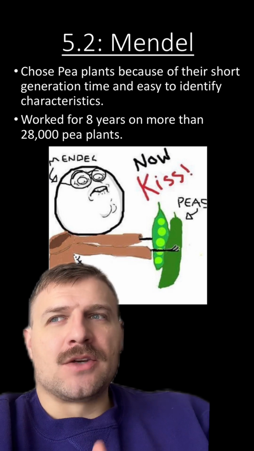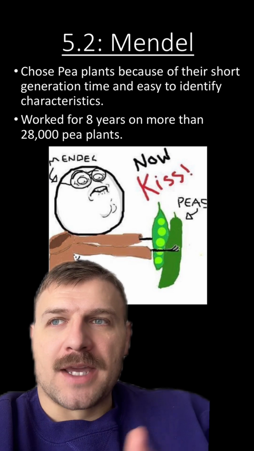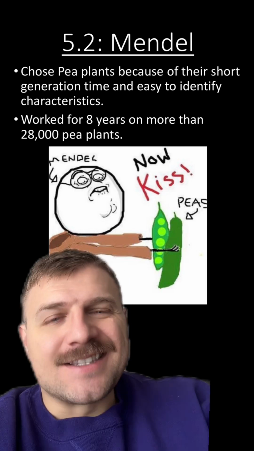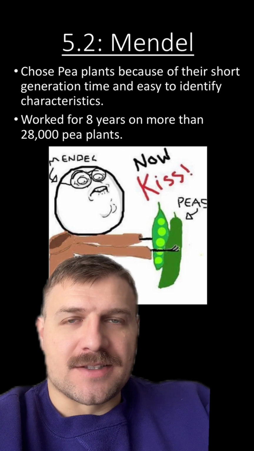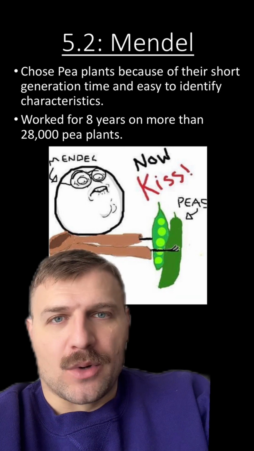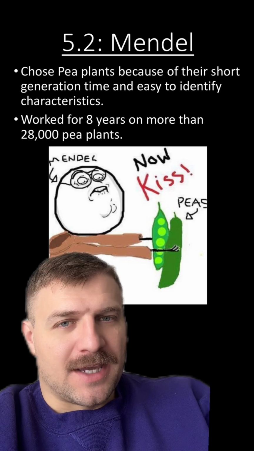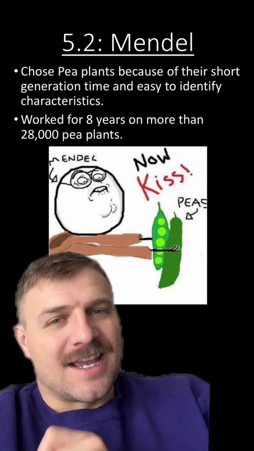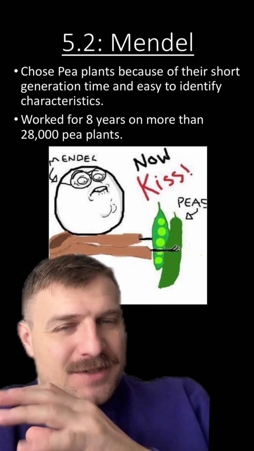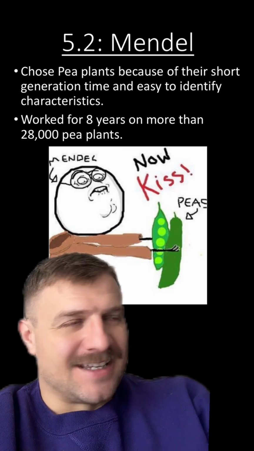What this means was he could cross, or have two pea plants mate with each other, and get offspring very quickly. And it was easy to identify their characteristics. For example, tall versus short, or purple flowers versus white flowers. Now, he worked with pea plants for 8 years and had over 28,000 of them. So to say that Mendel was obsessed with pea plants and getting data is an understatement.